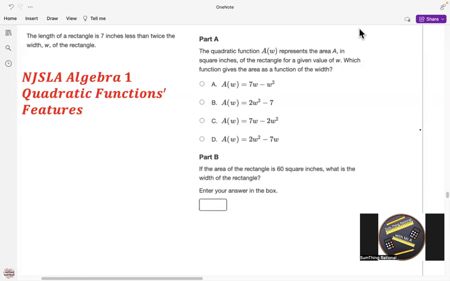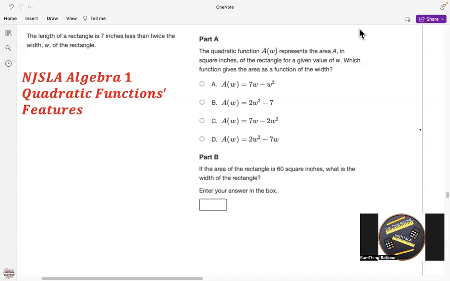So we continue solving NJSLA release item questions. We are on quadratic functions features and solving quadratic equations. So you can stop the video and you can read the question first.